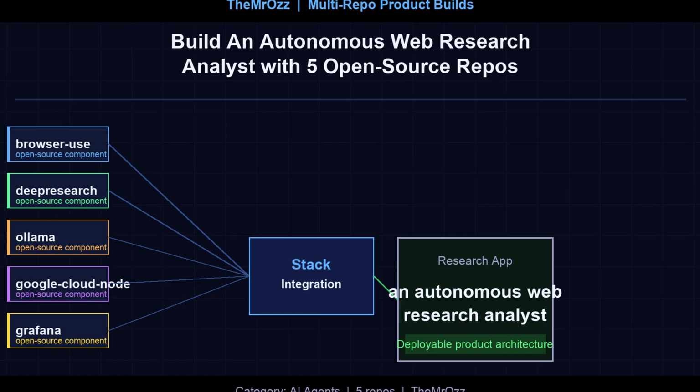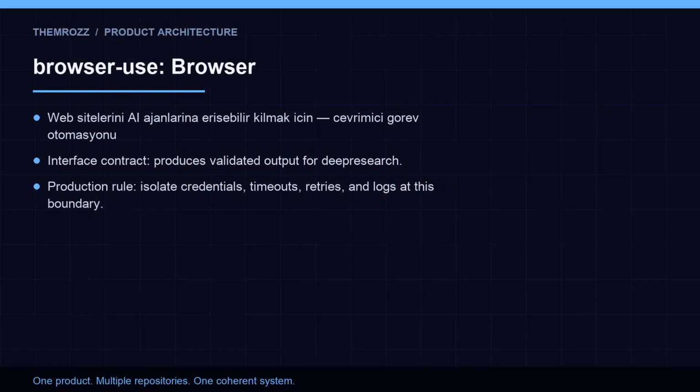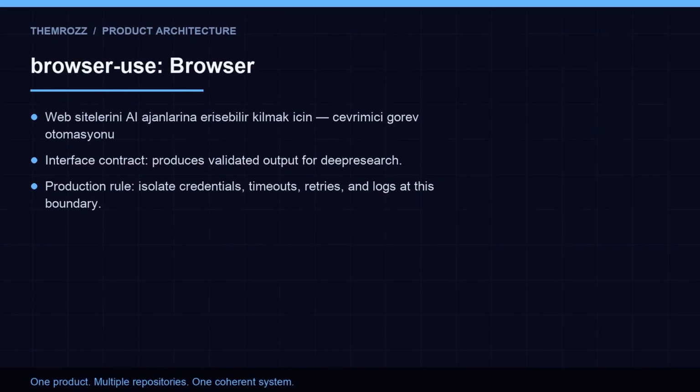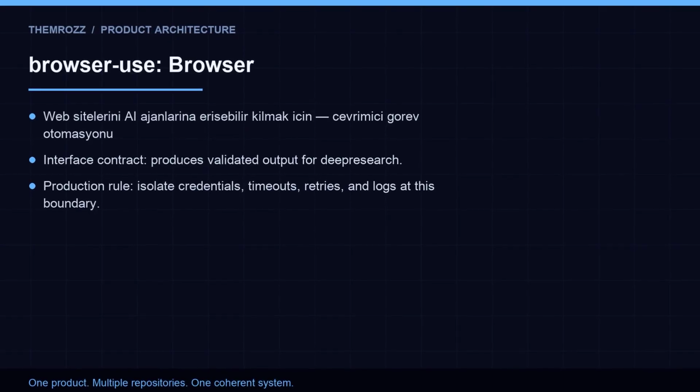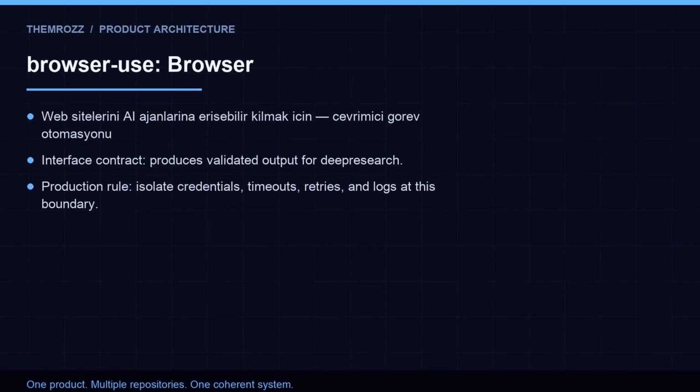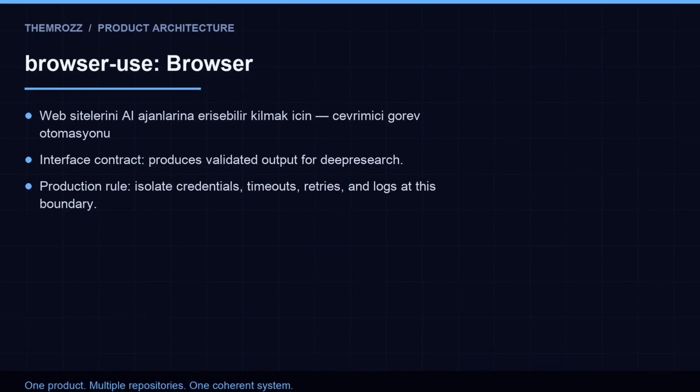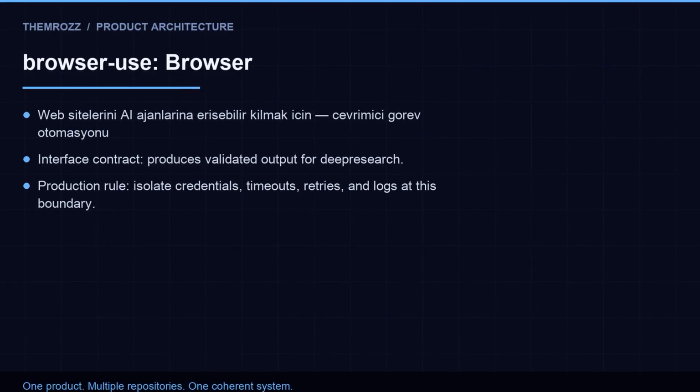Grafana provides the monitoring layer. It tracks agent run duration, source count per report, Ollama inference latency, and report quality scores over time so the team can identify when research quality is degrading and which query types produce the most reliable outputs.